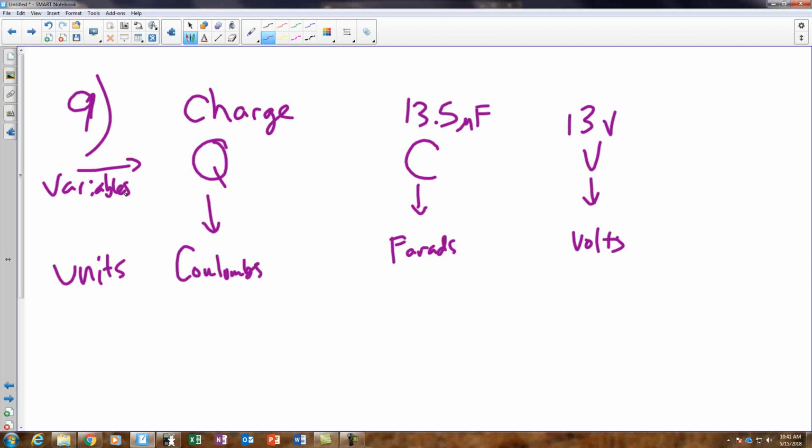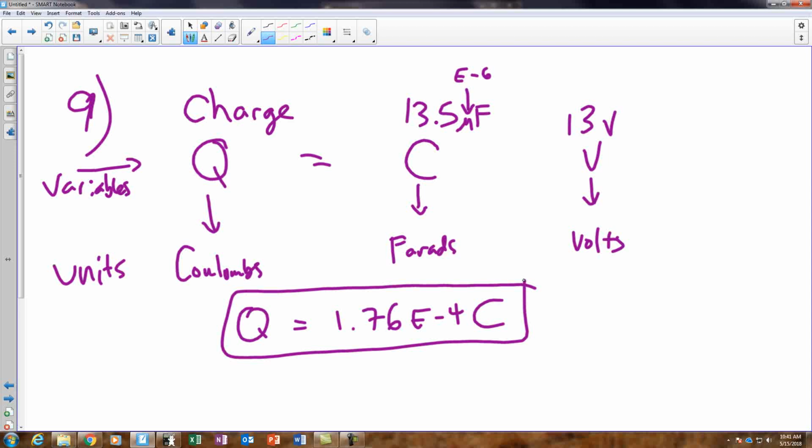Is there a relationship between Q, C, and V? Yeah. It's actually Q equals CV. Okay. Well, I just need to multiply those two things together. The Q will equal, what is 13.5 e negative 6 times 13? 1.755 e negative 4. So let's go 1.76 e negative 4. And what do we say its unit would be? Coulombs. Capital C for coulombs.